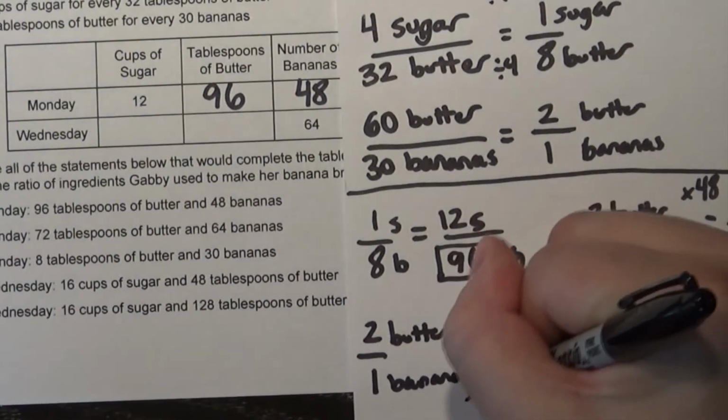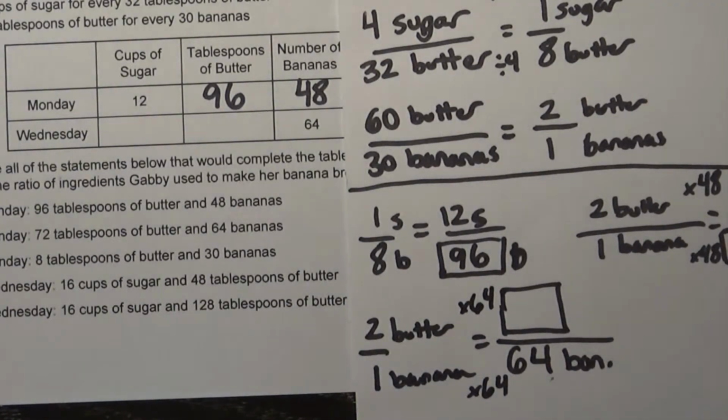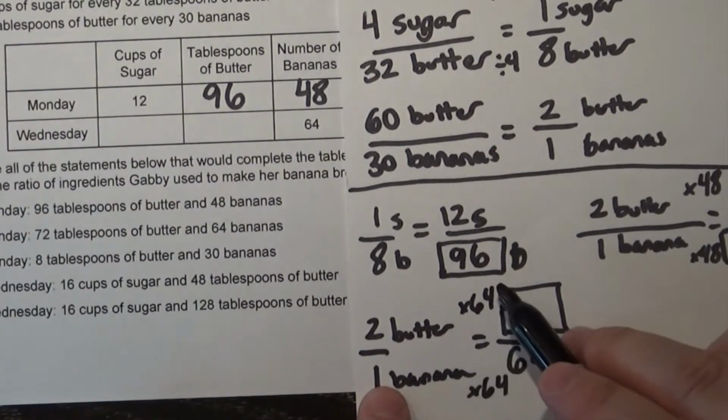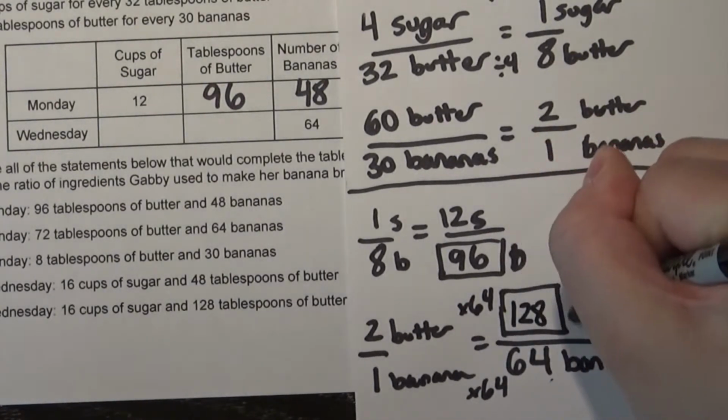So I'm going to do the same thing here, 2 times 64. If you're not sure what it is, maybe just think 2 times 4 is 8, and then 2 times 6 is 12. That's 128 for the butter. So 128 goes in my blank space in my chart.